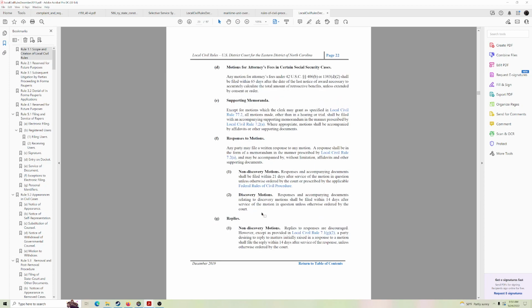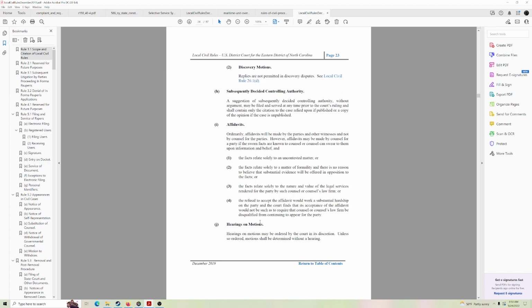G2. Discovery motions. Replies are not permitted in discovery disputes. See Local Rule 26.1(d).